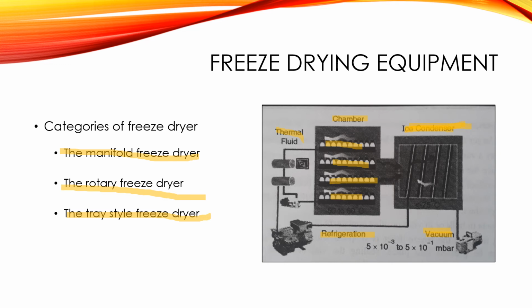You can dry the product which is available in bulk form or in a vial, meaning small batches, or in any other container. So this is about the different categories or types of freeze dryer equipment.